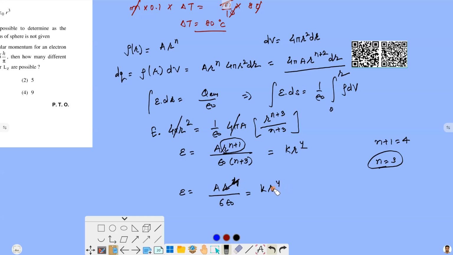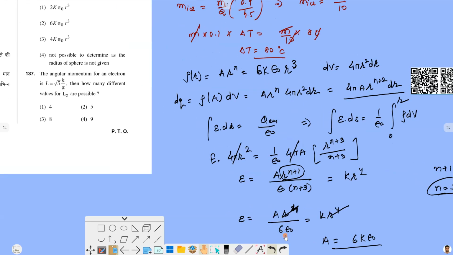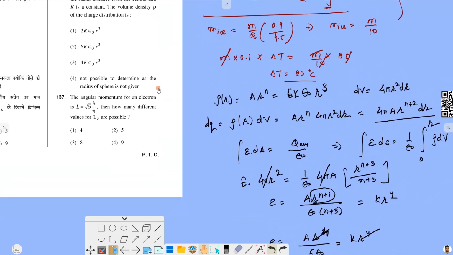Now R4 gets cancelled, and from this we can get a value of A, that A is equal to 6 times K times epsilon. Now we can substitute here all the values, that A is 6K epsilon naught and N is 3, so 3 R raised to power 3. Now let us compare with the given answer, and we have match at option second, 6K epsilon R cube. That is the required match here.